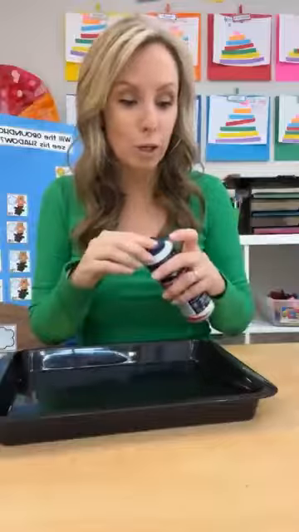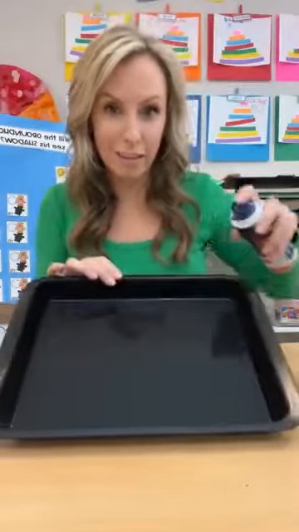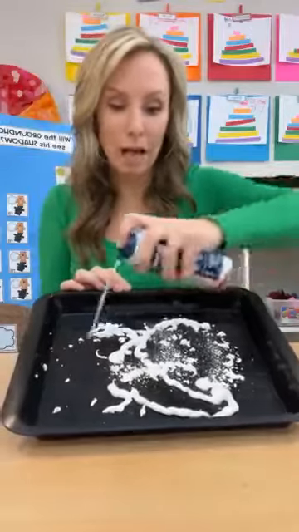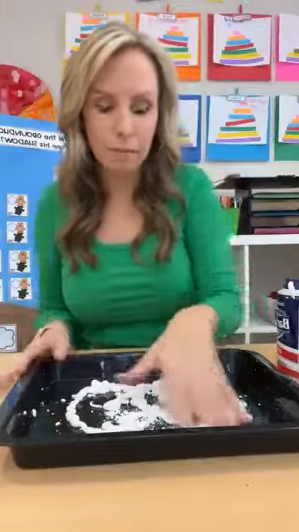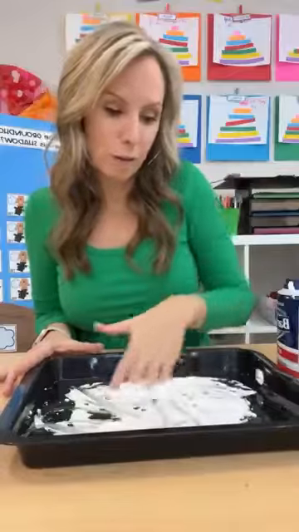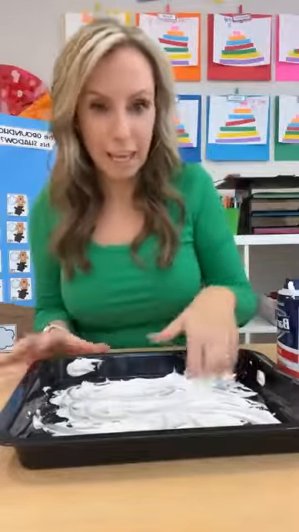Okay. So, another sensory idea I have for you. So if you want to do some shadow writing, grab a black tray. You can also laminate black paper and you can use shaving cream on it.